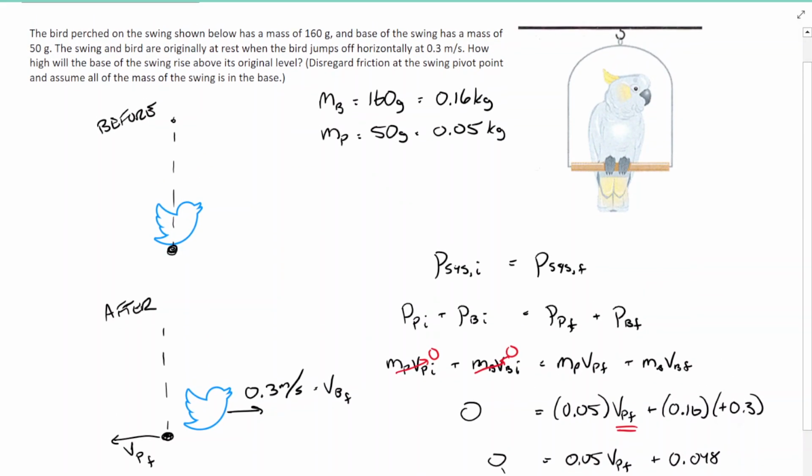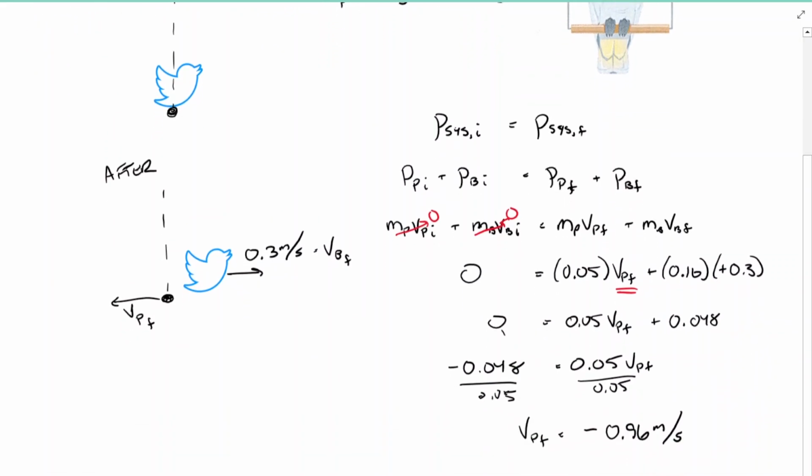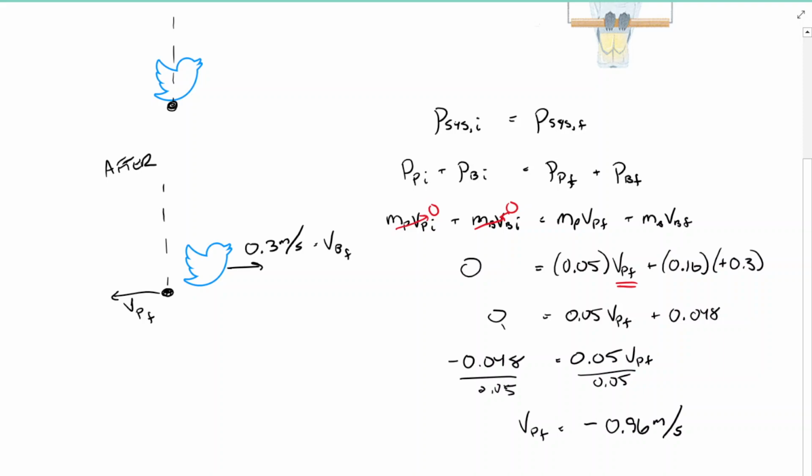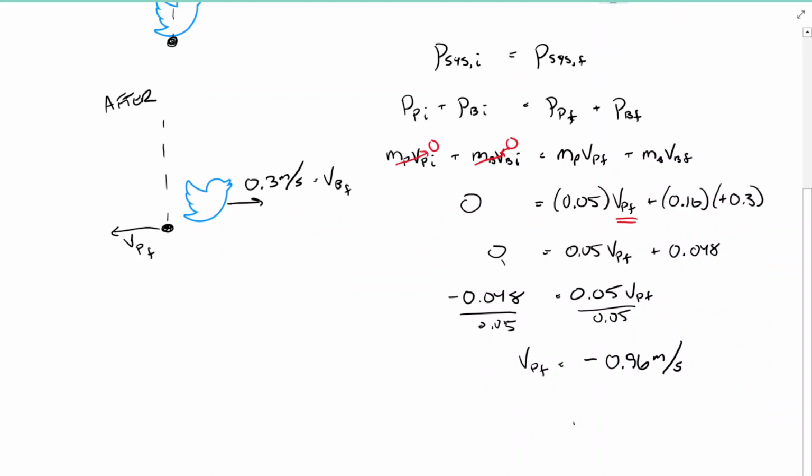What they really want to know is how high will the perch swing above its original level? Well, now we need to think about just the swing. The swing is at some level, and it's going to swing upwards. And I hope you're thinking, hey, we have one object moving. Boy, energy is a great option. So now that we know the velocity of that perch, let's look at this as an energy problem.